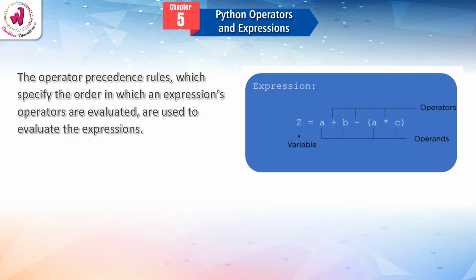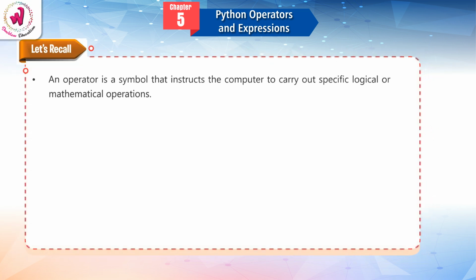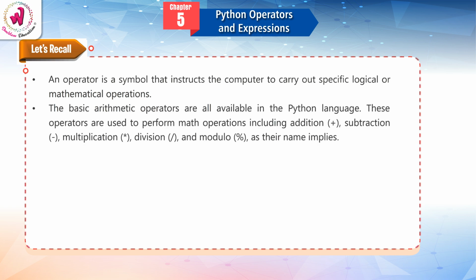The operator precedence rules, which specify the order in which an expression's operators are evaluated, are used to evaluate the expressions. Let's recall. An operator is a symbol that instructs the computer to carry out specific logical or mathematical operations. The basic arithmetic operators are all available in the Python language. These operators are used to perform math operations, including addition, subtraction, multiplication, division, and modulo, as their name implies.